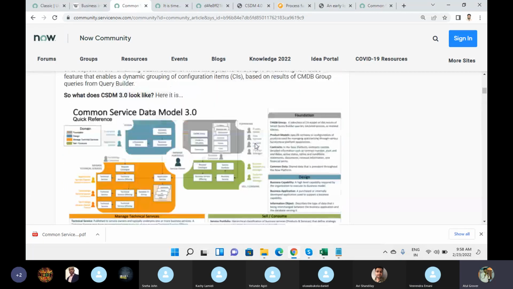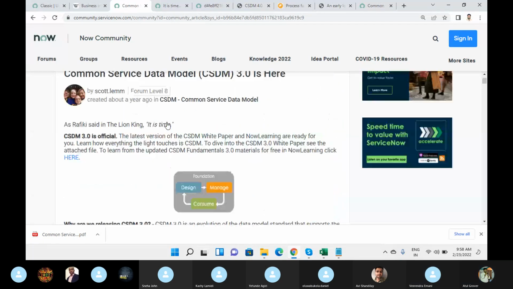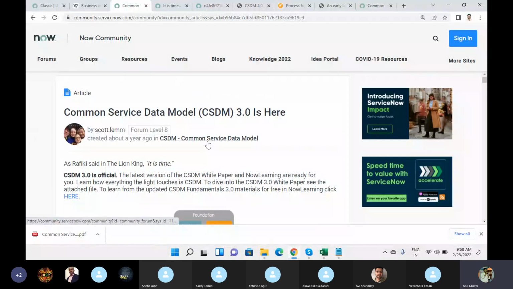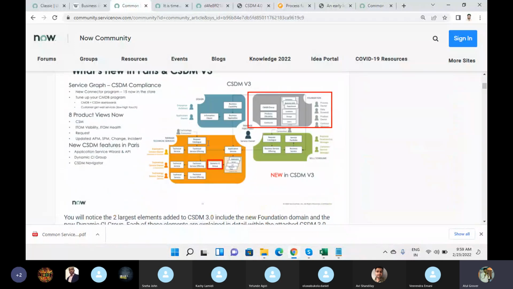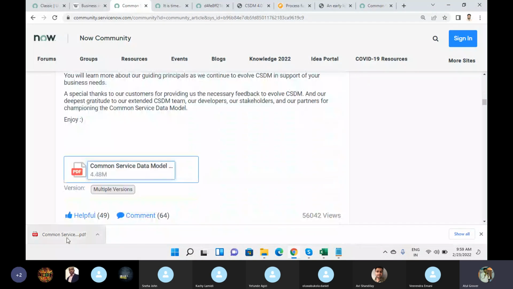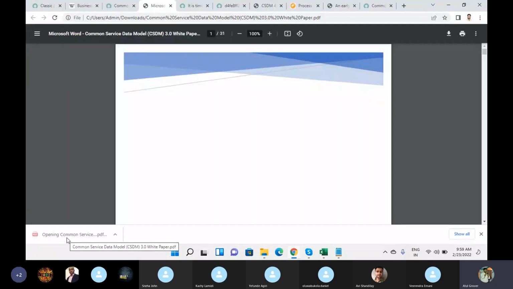Now, this is the 3.0. And we are only going to discuss 3.0 specifically. I downloaded this PDF as well. I'm not going to share it with you. Just go to Google and type CSDM 3.0 white paper. You will get it very easily. Nothing to be worried about on that part. Whether you get it or not, that's not the case. You will get it very easily.